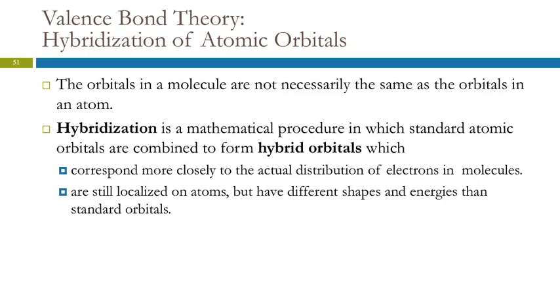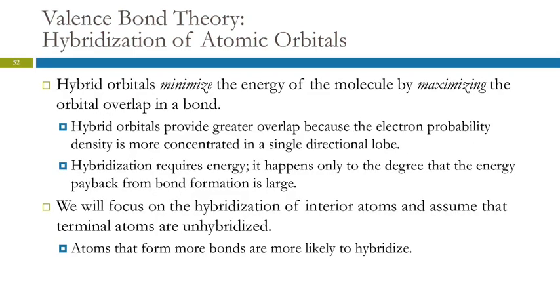So hybrid orbitals minimize the energy of the molecule by maximizing the overlap. The better the overlap, the lower the energy and the more stable the molecule. Hybrid orbitals give you better overlap because the electron probability is more concentrated in a single directional lobe rather than distributed equally on both sides of the atom. Hybridization does require energy, sort of requires an investment, and it will only happen if there's a payback, a lowering overall in energy, so that you get out more than you put in.